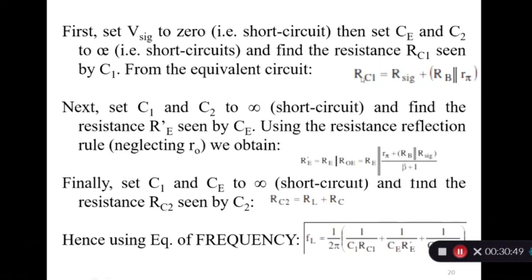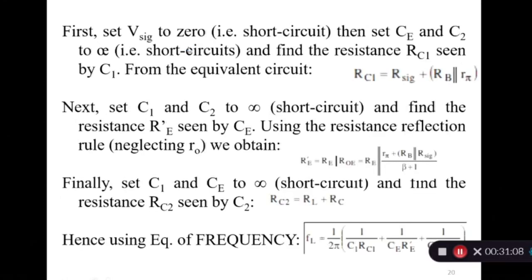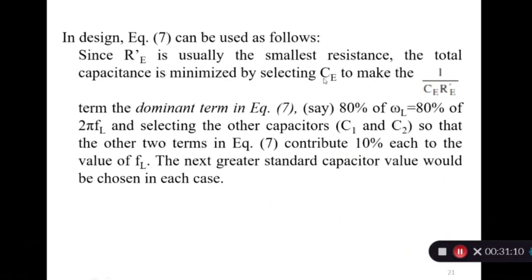After getting all these three resistances, you have the three capacitances. So the frequency equation is 1 upon 2 pi. And then you can go and read this one. What happens in this is that in equation 7, R dash E is usually the smallest resistance. The total capacitance is minimized by selecting the CE to make the 1 upon CE RE term the dominant term.